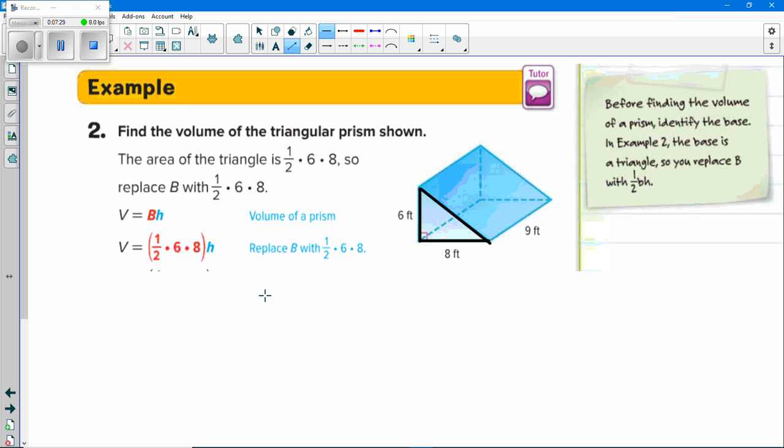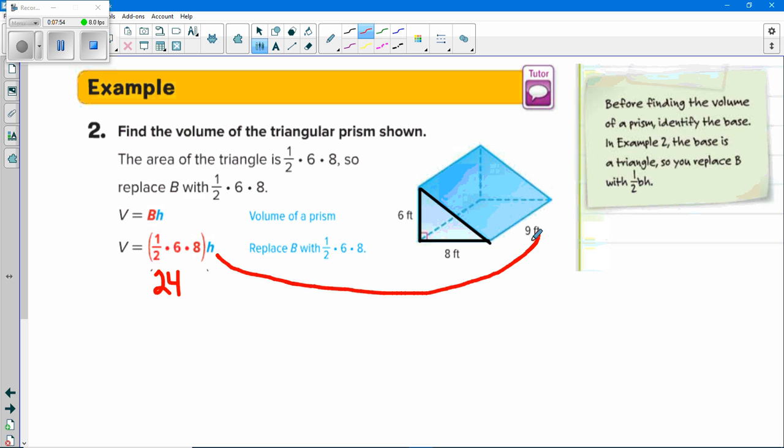So you've got 6 times 8, take half. That's what they put right here. 6 times 8, that's 48. Take half, that's... Oops, I got to change back to my pen. Okay. That's 24. And then you got to multiply that by the height of the prism, which is right here, which is 9.